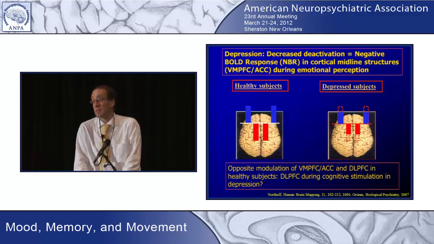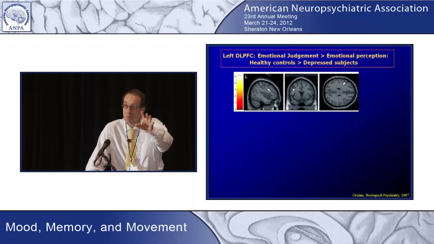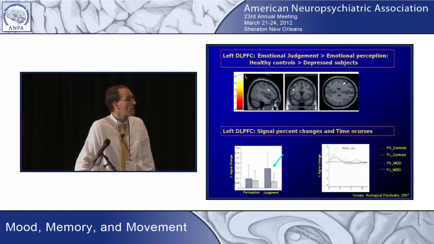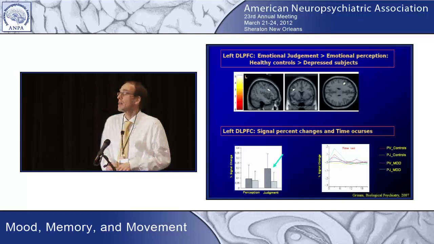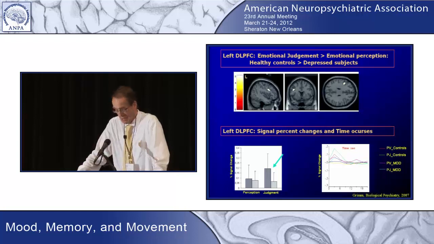So now what we compare is all those activity changes larger during emotional judgment when compared to emotional perception. Obviously, in healthy subjects, no surprise, you see the left dorsolateral prefrontal cortex, left DLPFC, indicated here. That was to be expected. And you see that the healthy subjects are larger than the depressed subjects in the left DLPFC. Again, no surprise, because left dorsolateral prefrontal cortex hypofunction is one of the most consistent findings in depression, and you know that that is also the target region for transcranial magnetic stimulation.